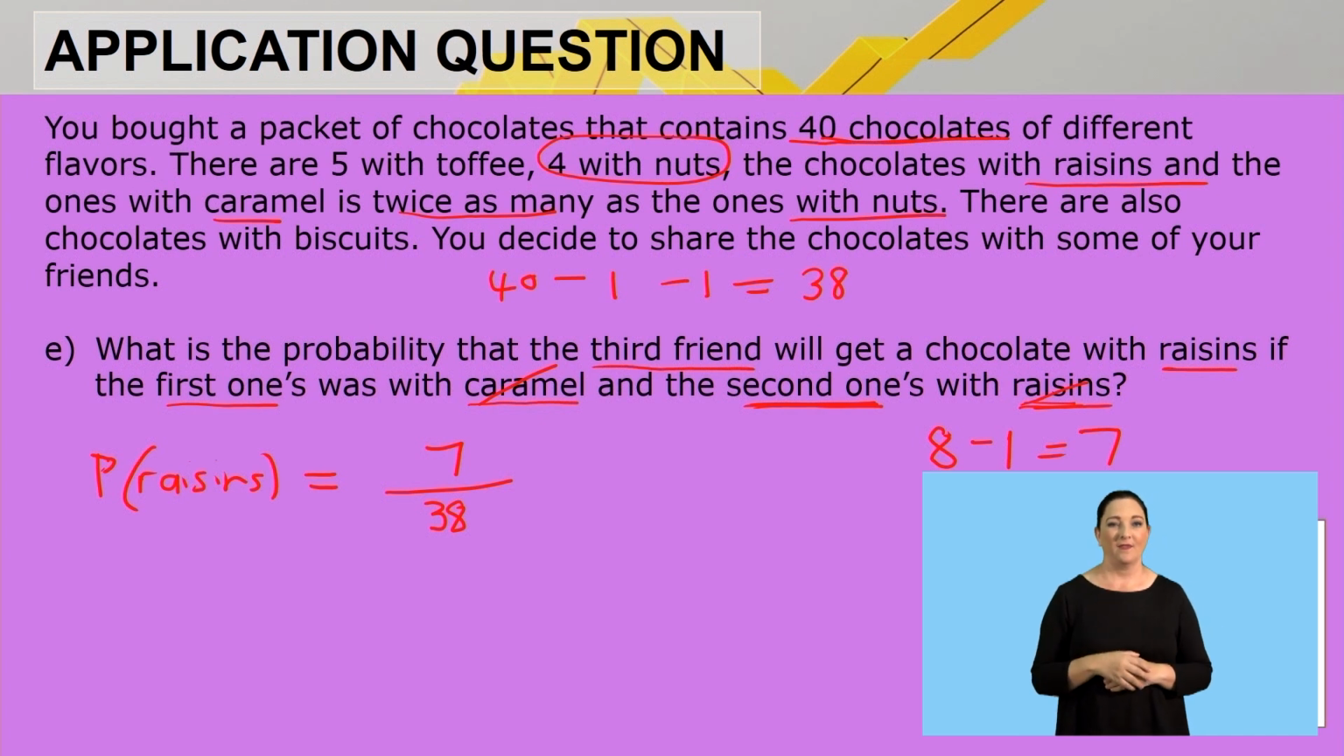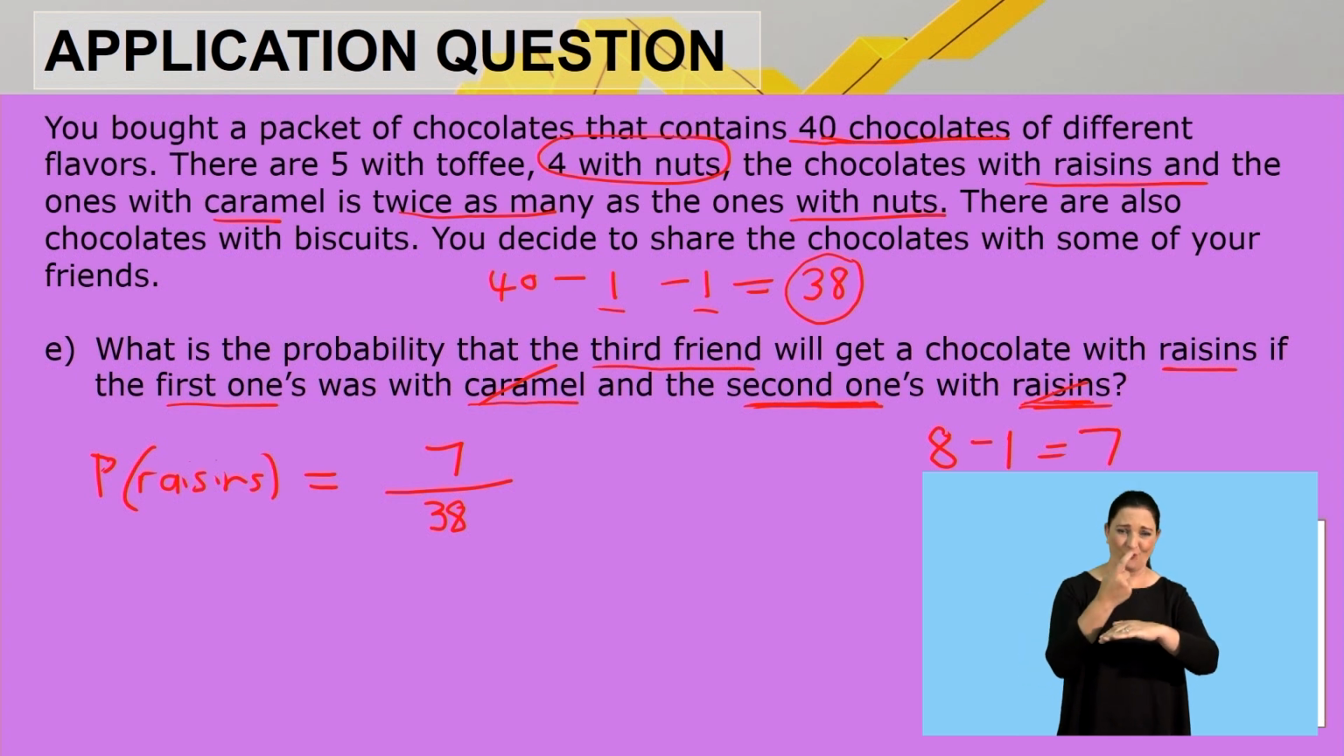Guys, are we clear on all of this? Remember, I know it's quite a lot to take in, but remember, the first friend took a chocolate with caramel. The second one took a chocolate with raisins. Therefore, my total possible outcome is now 38, right? 38 chocolates left. Your second friend already took one that contains raisins. Therefore, we only have 7 chocolates containing raisins left. So therefore, my favorable outcome now is 7, and my possible outcomes 38. Okay, guys, I hope that's clear to all of you. All right, we didn't say anything about writing as a decimal or a percentage, so I leave my answer as is.